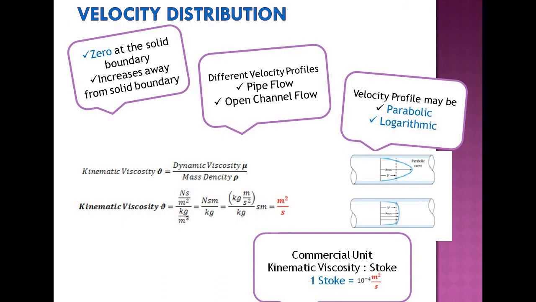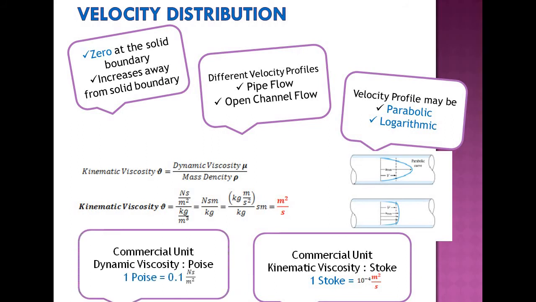So the SI unit of kinematic viscosity is meter square per second. We know that the SI unit of dynamic viscosity is Newton second per meter square, or Newton per meter square second, or Pascal second. So we always express kinematic viscosity as well as dynamic viscosity in terms of their commercial units. The commercial unit of kinematic viscosity is the stokes. So you should know the conversion from stokes to SI unit, that is 1 stokes equal to 10 raised to minus 4 meter square per second. You should study that. Then similarly the commercial unit of dynamic viscosity is poise. So the conversion is like this: 1 poise equal to 0.1 Newton second per meter square.